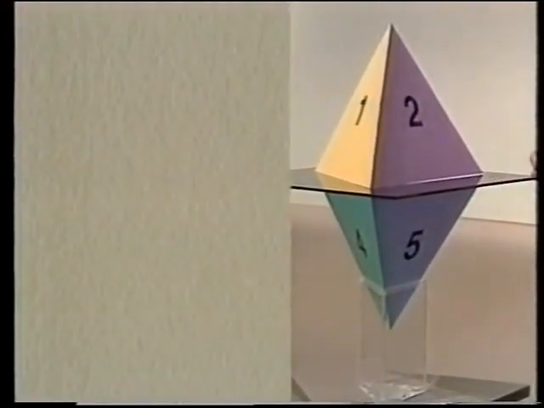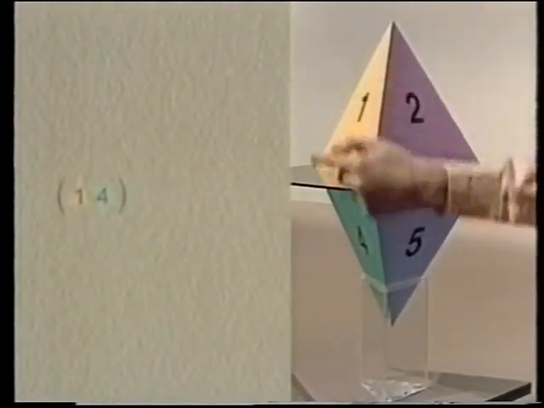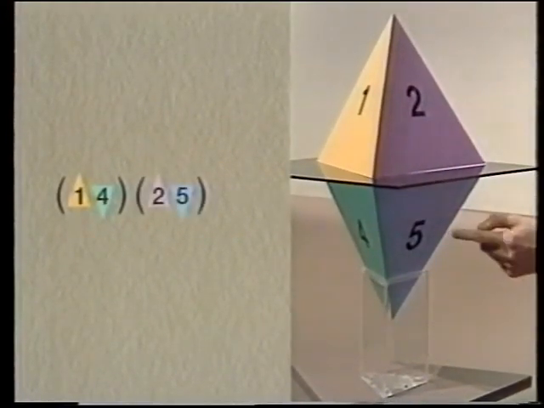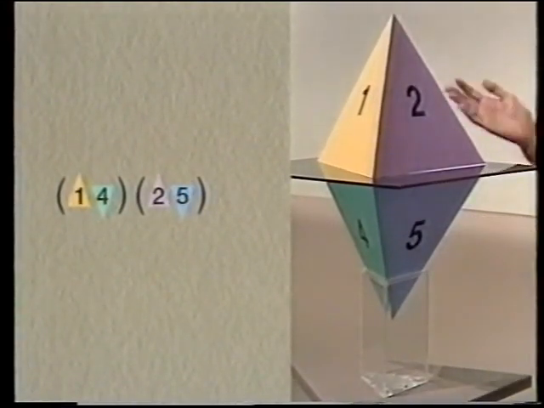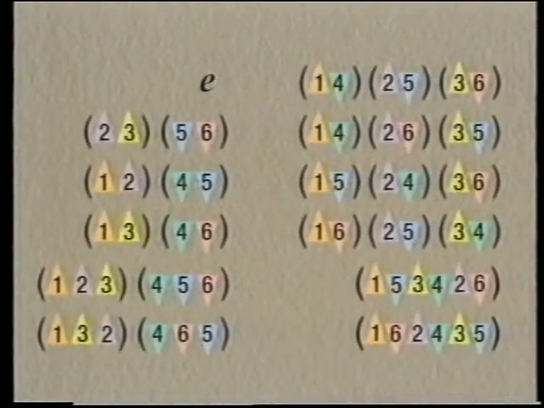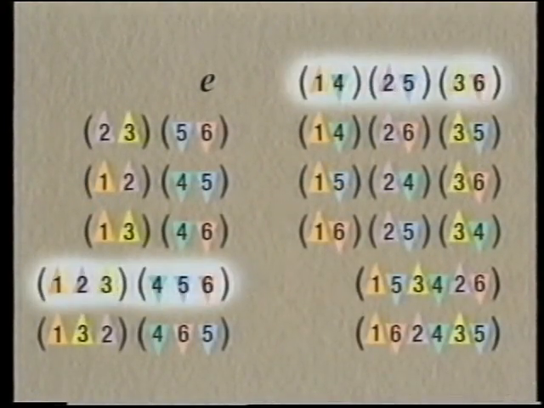The faces interchange in pairs. 1 and 4 interchange, 2 and 5 interchange, and at the back, 3 and 6 interchange. So with this representation, we'll get a subgroup of S6. Here are the 2 we just found.